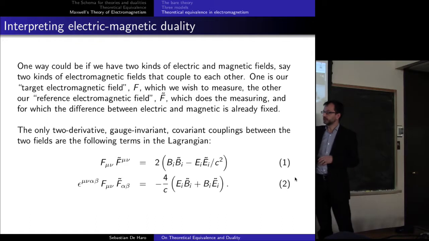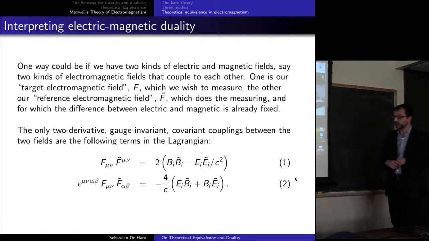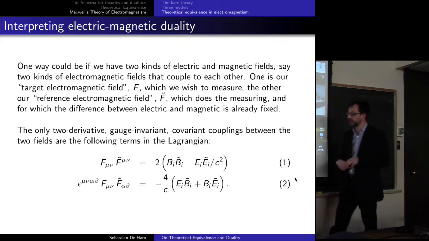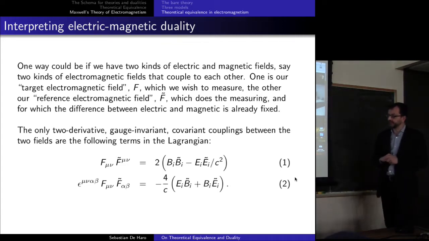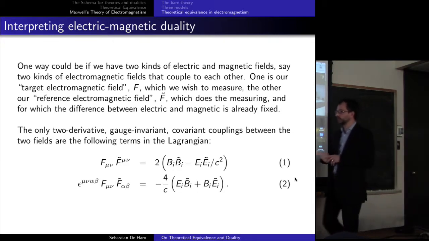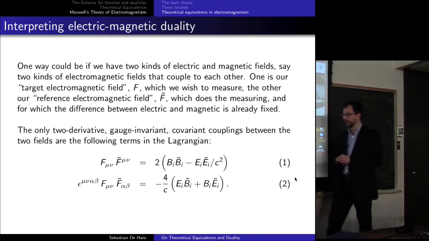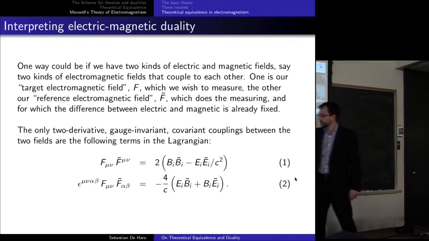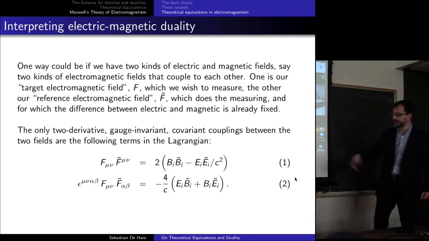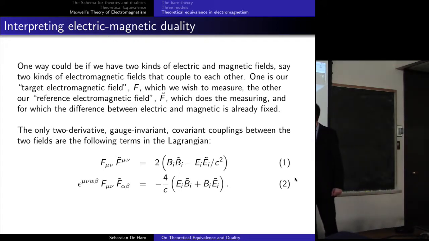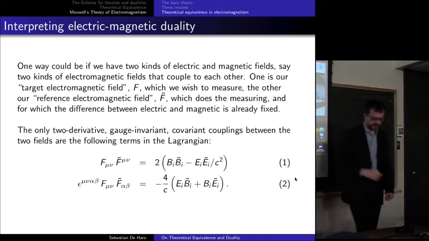Now, you can show that the only two derivative gauge invariant covariant couplings between these two fields that we can add to our Lagrangian are as follows. So we can have F with F tilde contracted, but we can also contract them using the epsilon tensor. So you see that the couplings are like B B tilde minus E E tilde, and in the other case it's E B tilde plus B E tilde.